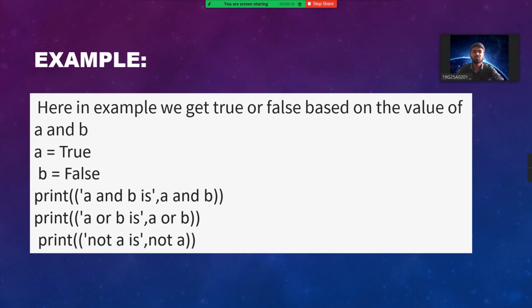We get true or false based on the values of a and b. If a is true and b is false, then print a and b, like that. The and operator. Print a or b; here or is the operator, and the third one is the not operator here. This is how we use the Python logical operators.